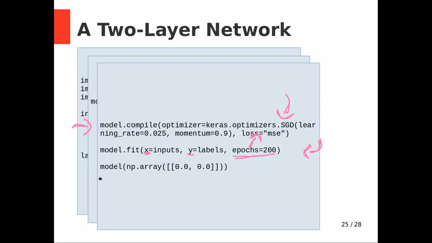Our model is callable. So after we have fit our model, we can just give it a NumPy array of input, and it will tell us the output, right? And I only had one row here, but we could keep giving it several rows, and it would give us several rows of output.